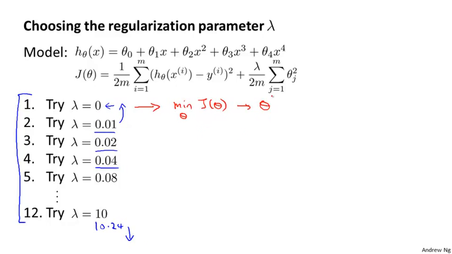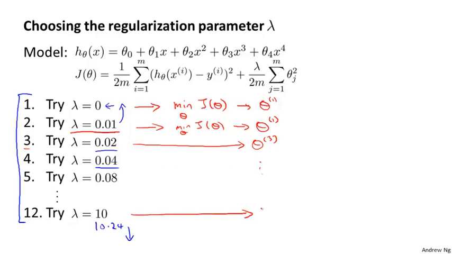And similar to the earlier video, let me just denote this as theta superscript 1. And then I can take my second model with lambda set to 0.01 and minimize my cost function, now using lambda equals 0.01 of course, to get some different parameter vector theta, and let me denote that theta 2. And for my third model, I end up with theta 3, and so on until for my final model with lambda set to 10, or 10.24, I end up with this theta 12. Next, I can take all of these hypotheses, or all of these parameters, and use my cross-validation set to evaluate them.